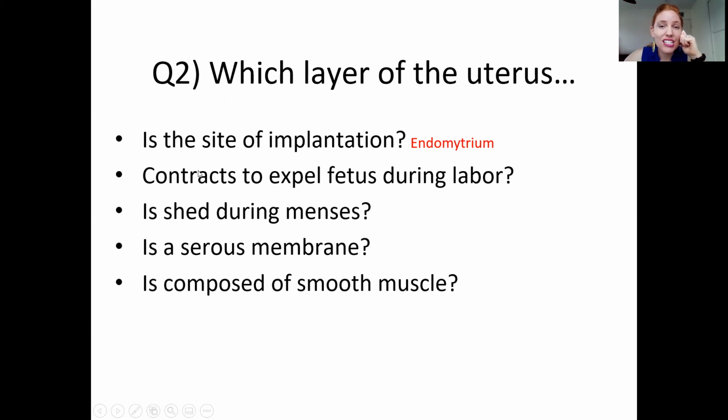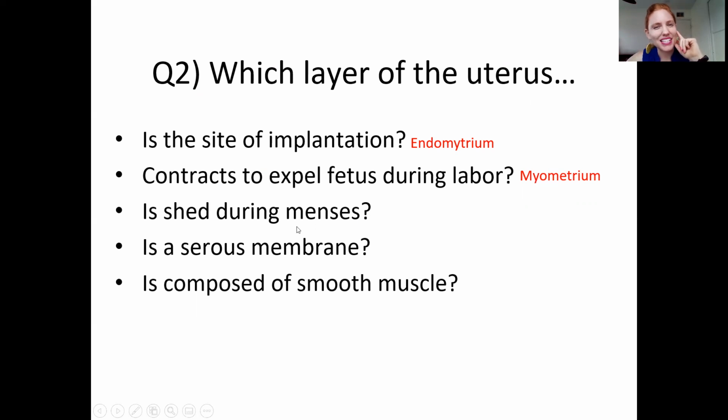Now, when you see the word contract, the ones that do contract are muscle, right? So that would be the smooth muscle layer of the uterus, and so that has to be the myometrium. Remember, myo means muscle, so the myometrium is the one that's going to contract. You do it for labor, but it also does little contractions during menstruation as well. So which one is going to be shed during menstruation?